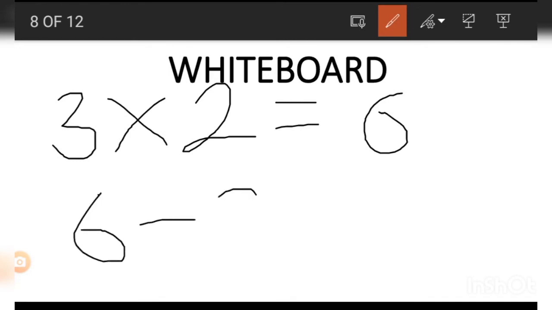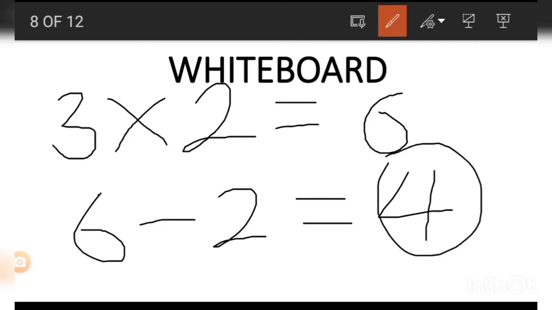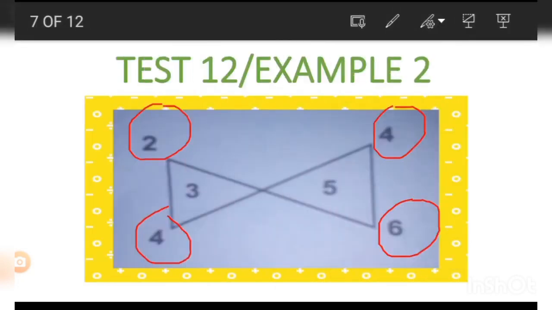So to get any of the numbers at the edge, we subtract the remaining number. So 6 minus 2 gives us 4. So the way we get this 4 is the way we are going to get every number on the edge.